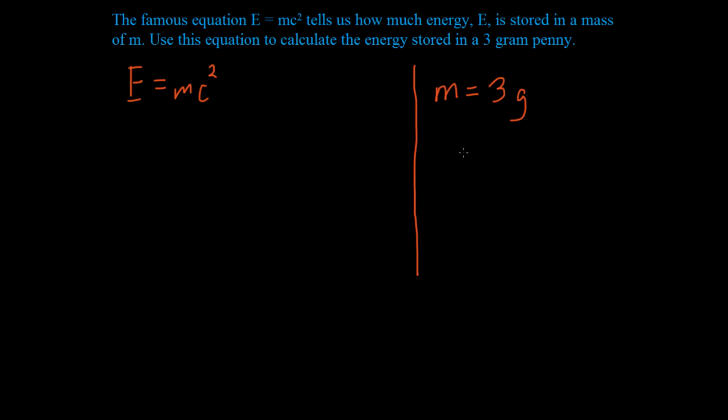So one piece of information given to us is the mass in grams, and we will actually have to convert that into kilograms. The other piece of information that we need to know is the speed of light, which is 3 times 10 to the 8th meters per second. Without scientific notation, that would be 300 million meters per second.